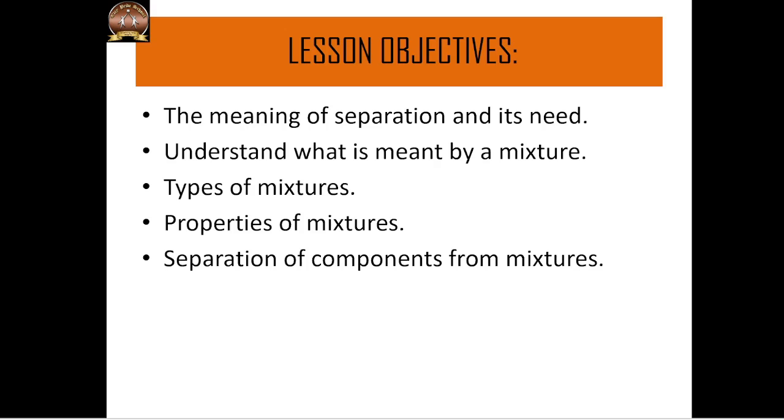So let's take a look at our lesson objectives. In this lesson we will learn about what separation is and why it is needed. Then we will learn about what a mixture is. We'll learn about the types of mixtures, the properties of mixtures, and the separation of components from mixtures, how it can be achieved.